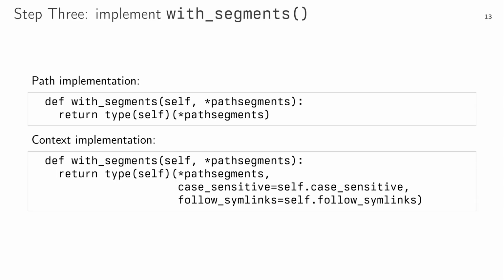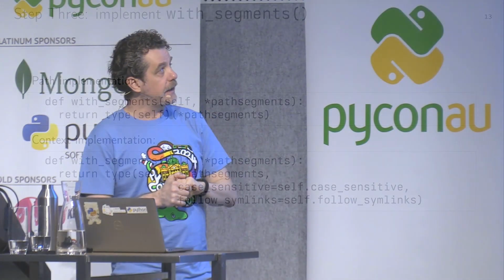Step 3 is implement with segments. With segments is the workhorse of the pathlib path object. Anytime you are making a new path based on a previous path, like you're using the slash operator to add a new directory or file name into it, it eventually gets called down to with segments. So the path implementation of with segments is really quite clever.